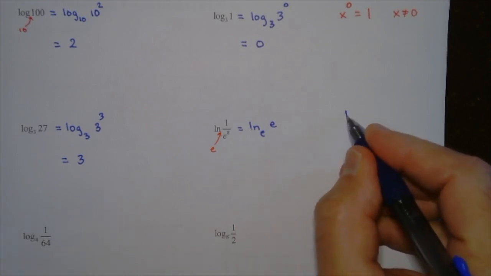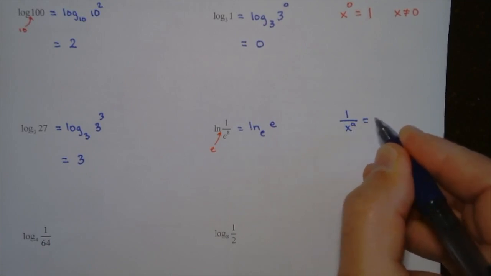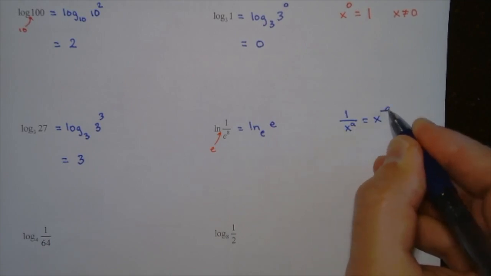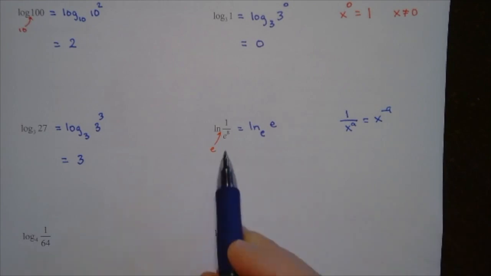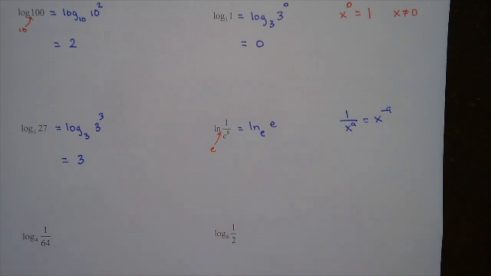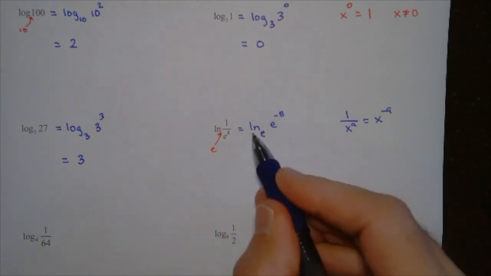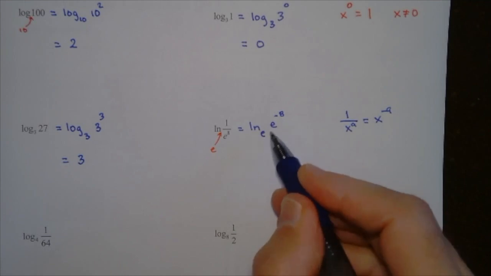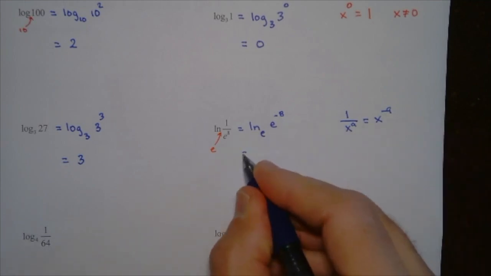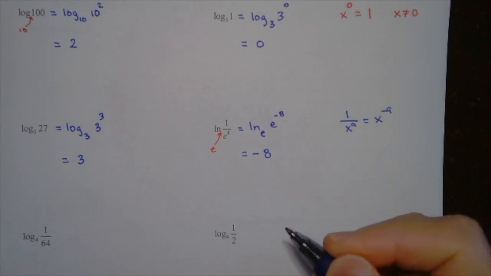Well, if you recall that 1 over x to the a can be rewritten as x to the negative a, okay? So 1 over e to the 8th could be rewritten as e to the negative 8. So this is going to go to negative 8. So we have natural log of e to the negative 8. These are going to undo each other. The answer is negative 8.